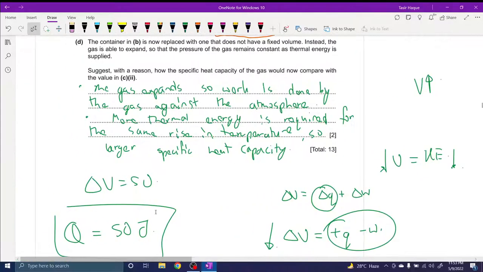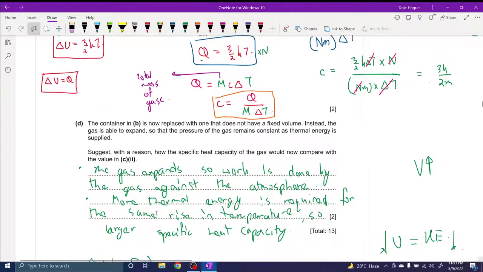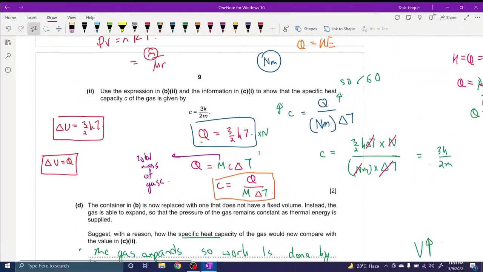Okay, got it? So let's explain. The gas expands, so work is done by the gas, or the gas does work against the atmosphere or against the external pressure. Now, for the same temperature rise, more thermal energy is required. So the specific heat capacity will be larger. That's the answer. They wanted to know how the specific heat capacity would compare.